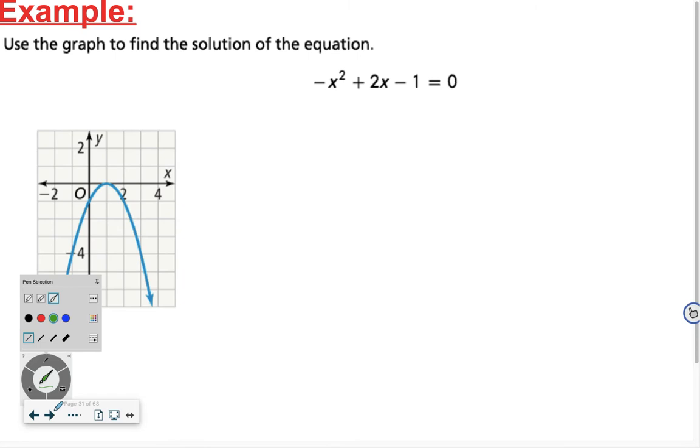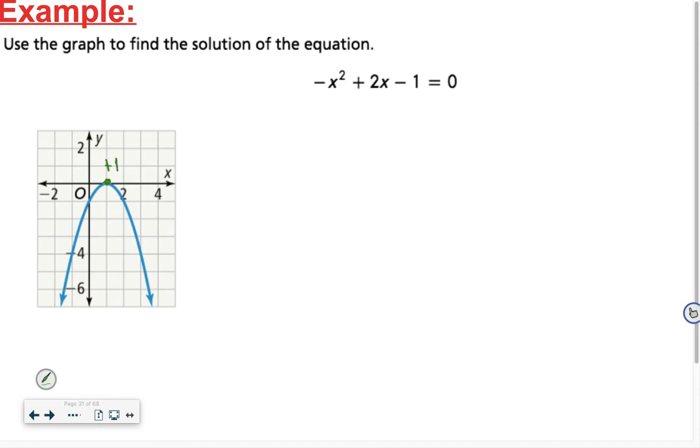We have one more question. Now, as you see here, use the graph to find the solution of the equation. How many solutions are there? There's only one solution, right? Because the x-intercept is your vertex. So, which means that you will find the one x point, which is equal to positive 1.